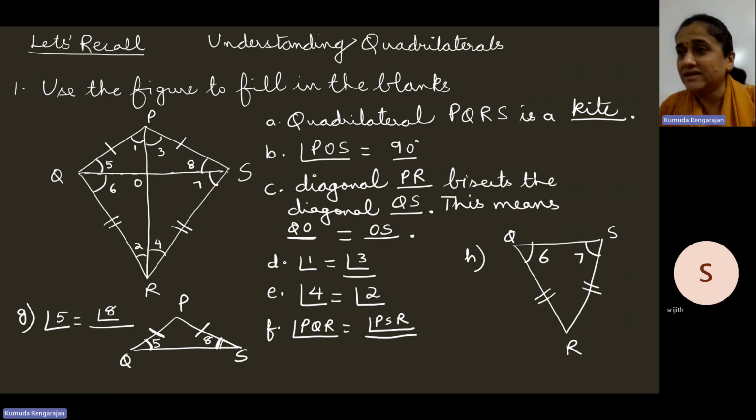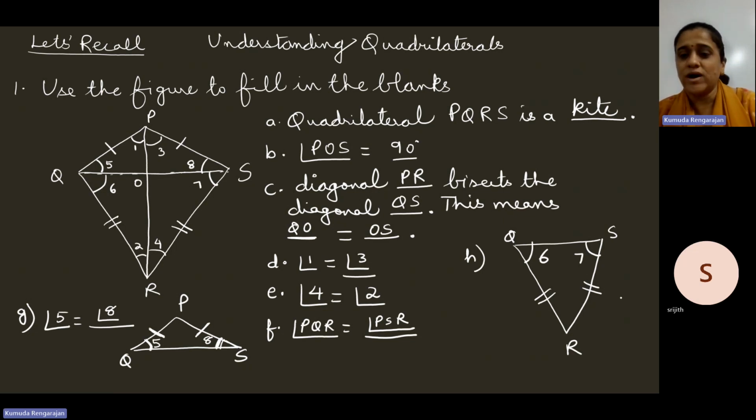The shorter diagonal divides the kite into two isosceles triangles. These two isosceles triangles will not look alike; one will be small, the other big. They'll have different sizes. They're not identical, but both are isosceles triangles. So see the triangle alone.